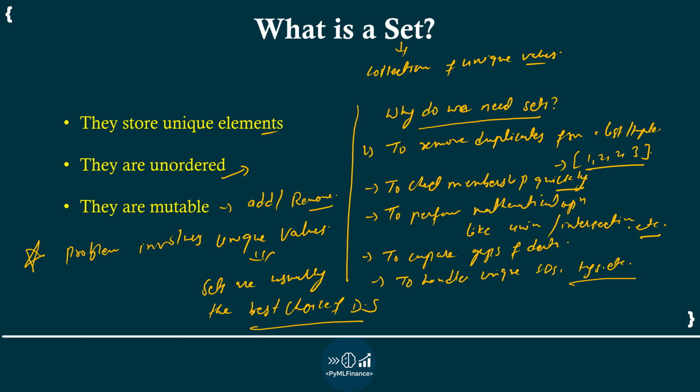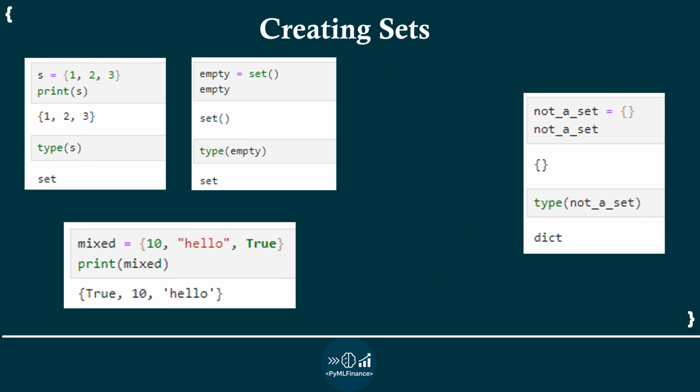Now how can you create sets? You can create a set using curly braces. Within curly braces, you can provide all the items that you want to store in the set, and Python creates a set.